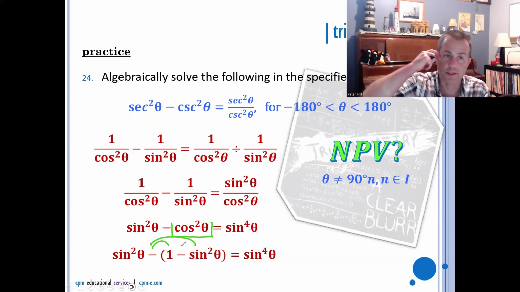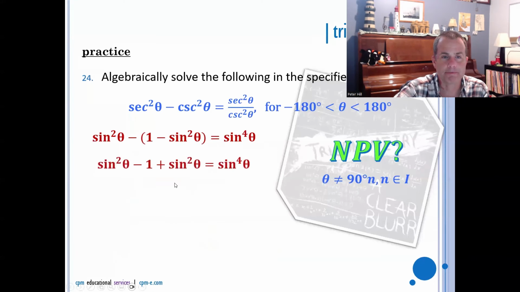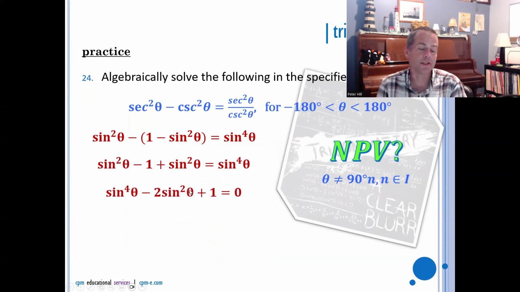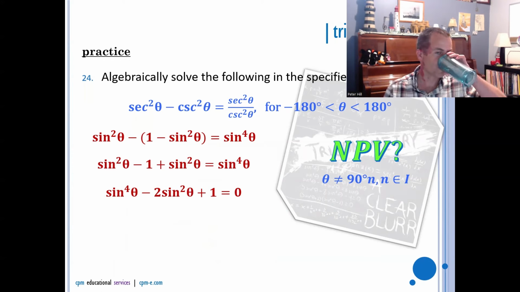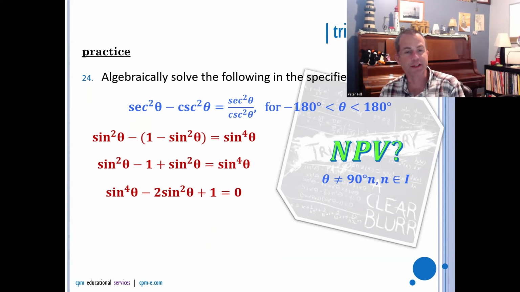I'm going to bring everything over to one side so that I can factor it. So this is my highest degree here. So I would like that leading coefficient to stay positive. So I'm going to bring everything else to the other side. And so I'd be looking at sine to the 4 theta minus 2 sine squared theta plus 1. Now I'm ready to try and factor that. Looking for two numbers that multiply together to give me 1 and add together to give me -2. So that would be -1 and -1.